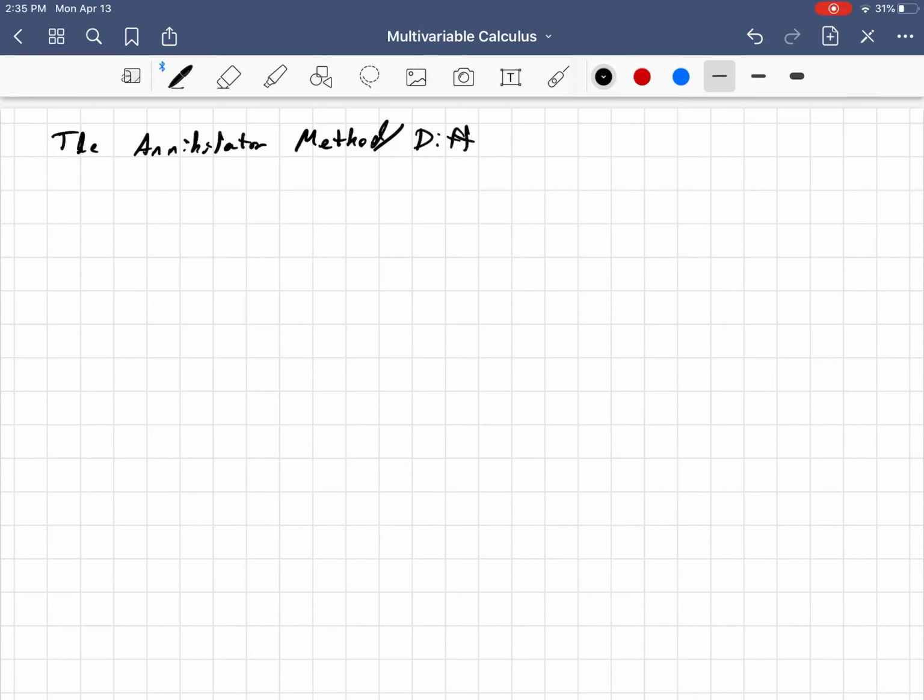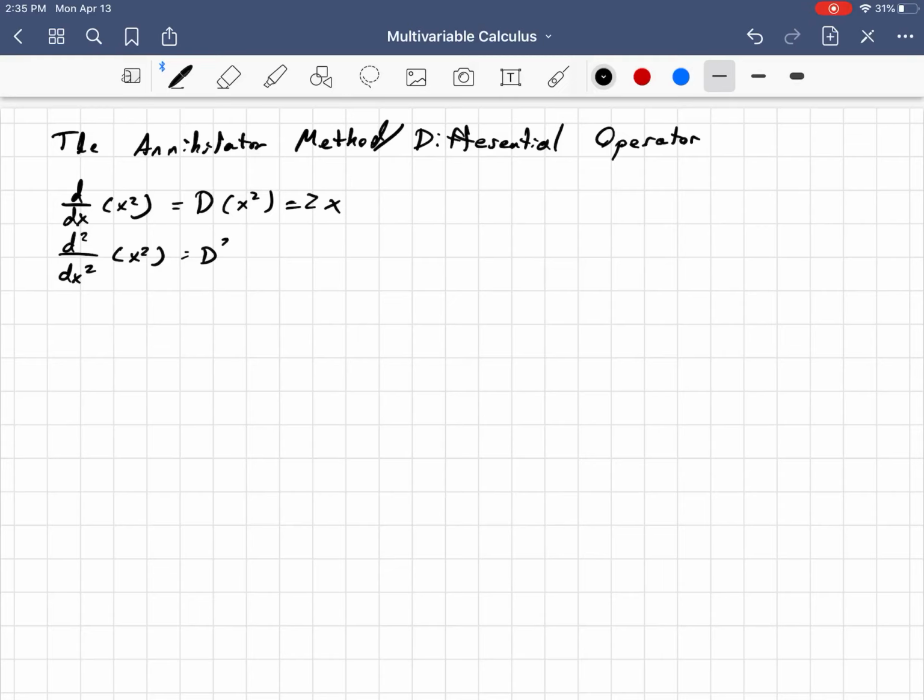It's called the Annihilator Method. I think I spelled that right. And also the differential operator. It's just another way of writing the derivative. So the differential operator, instead of writing d over dx of x squared, we write it as just a big D of x squared. And those are all equal to 2x.